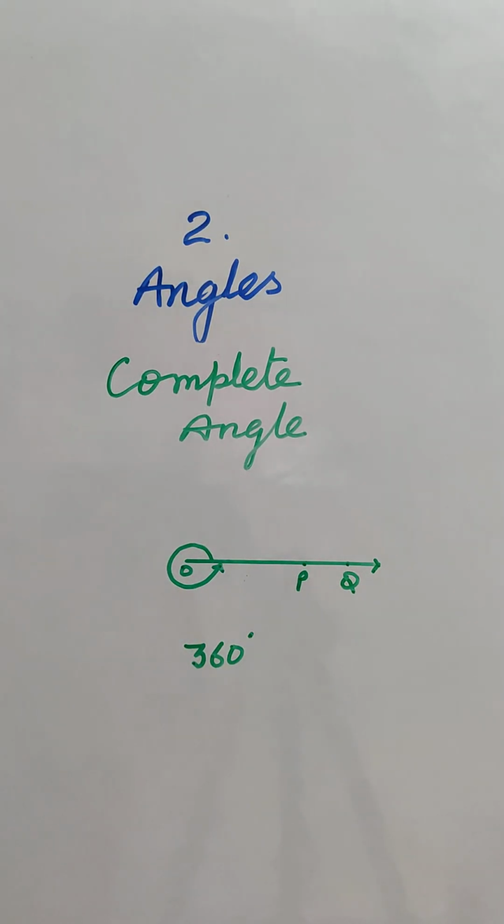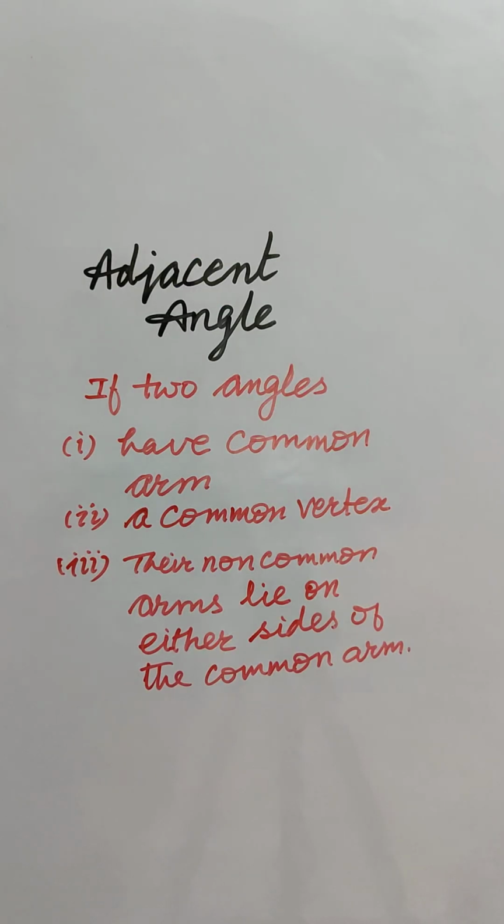Adjacent angles. If two angles have a common arm and a common vertex, and their non-common arms lie on either side of the common arm. We shall see the diagram.